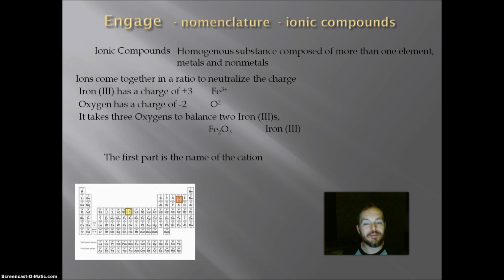First part of the name is the name of the cation, and we said that was iron 3. And in the naming, I have to include the Roman numeral, otherwise I don't know which iron it is. Second part is the root name of the anion ending in "ide." In this case, it is oxygen, so oxygen becomes oxide. So the name for this compound would be iron 3 oxide. Please note that the Roman numeral 3 is not the same as the subscript for the iron. It just lets us know what the charge is.